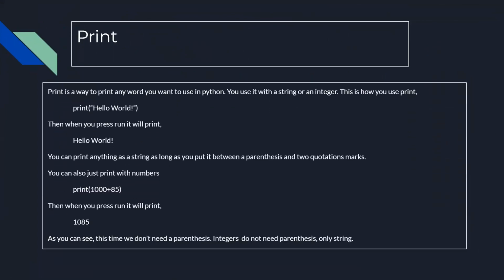Print. Print is a way to print any word you want to use in Python. You use it with a string or an integer. This is how you print. Then when you press run, it will print hello world.